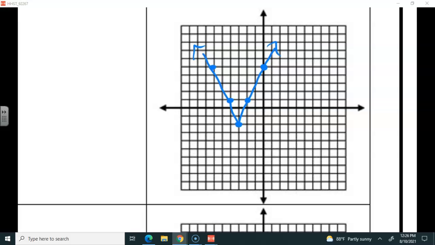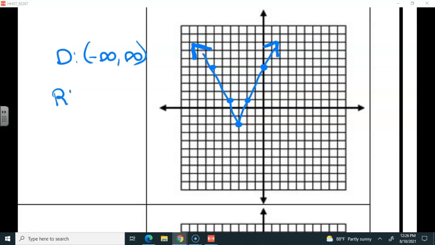All right, so here, the domain. If we look at this graph, it goes off to the left, continue because of that arrow, and to the right forever. So our domain would go from negative infinity to positive infinity, and also is all real numbers.